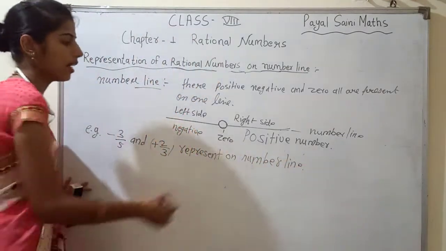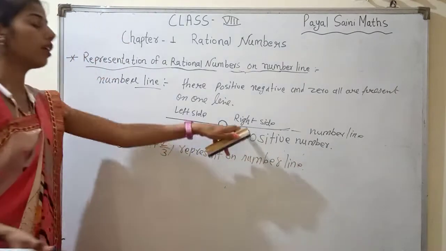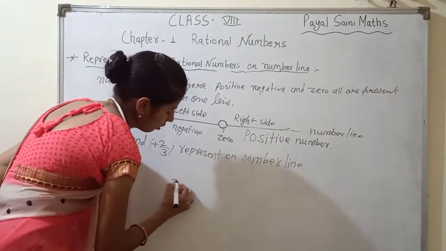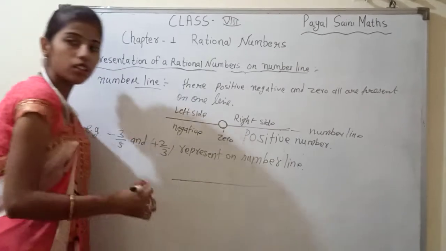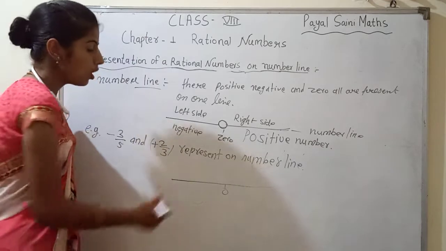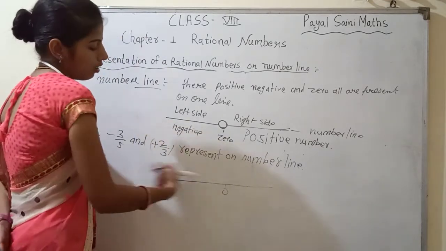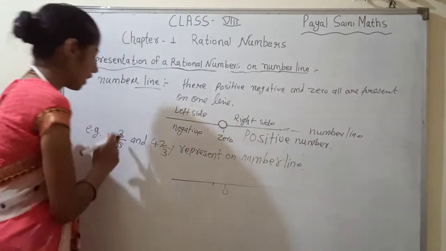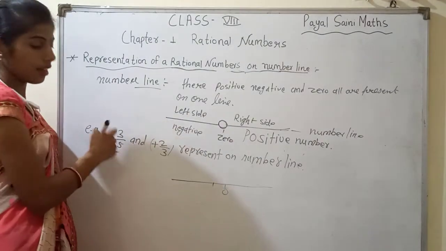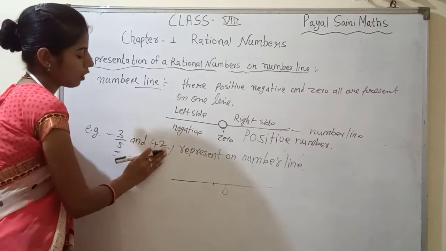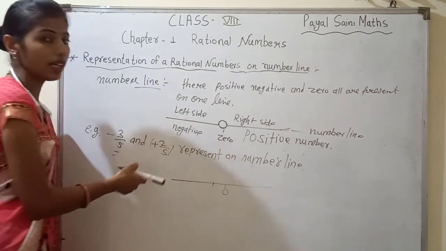And how do we represent them? First we make our number line. Between the number line, the midpoint is 0, and on the left side of 0 we make the negative numbers. Look here, all our numbers are rational numbers, and it will start from -3/5, and we also put +2/5.